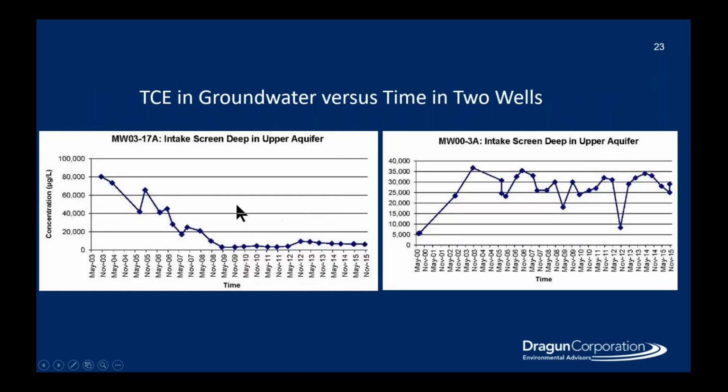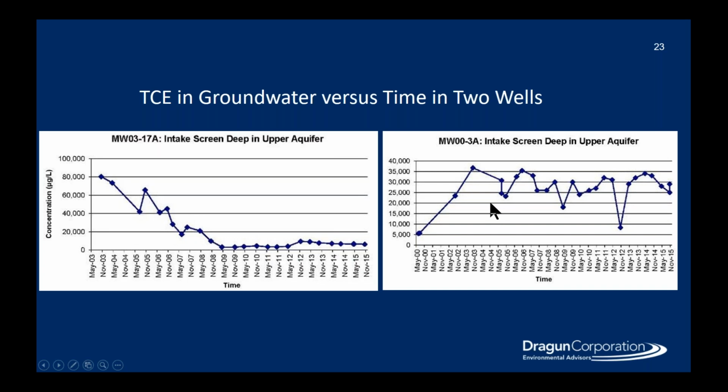Most of the wells at the site, we saw a nice declining trend in the TCE concentration over time. You can see this one, it went from somewhere near 80,000 parts per billion down to definitely less than 5,000 parts per billion. Whereas one well, which was out near the edge of the property, kind of bounced around but stayed up at near the original value, around 30,000 parts per billion.